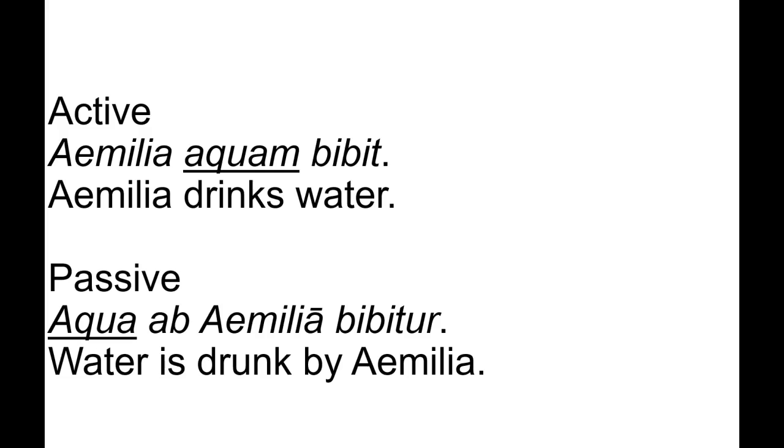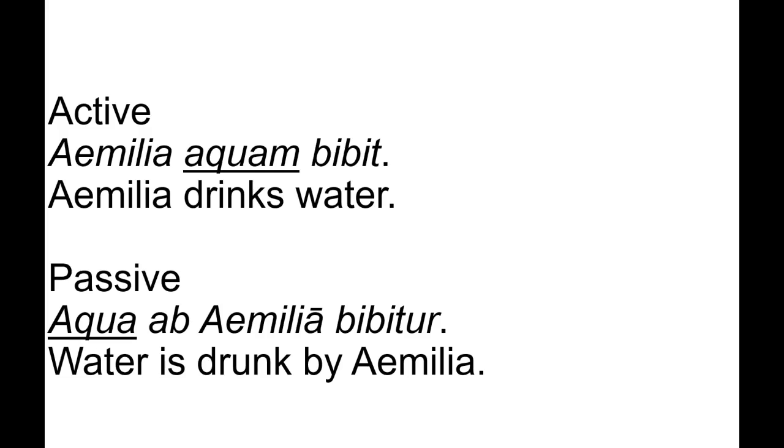So let's think about how we normally think of the creation of passive verb forms. The top sentence is an active voice sentence with a direct object: Aemilia aquam bibit, Aemilia drinks water. Aemilia is the nominative subject. Bibit is a transitive verb, and it has an accusative direct object, here aquam. Typically, when we make a passive verb form, we think about what the direct object of the active verb is, and we make that into the subject. So the accusative aquam of the active will become the nominative subject of the passive, aqua.